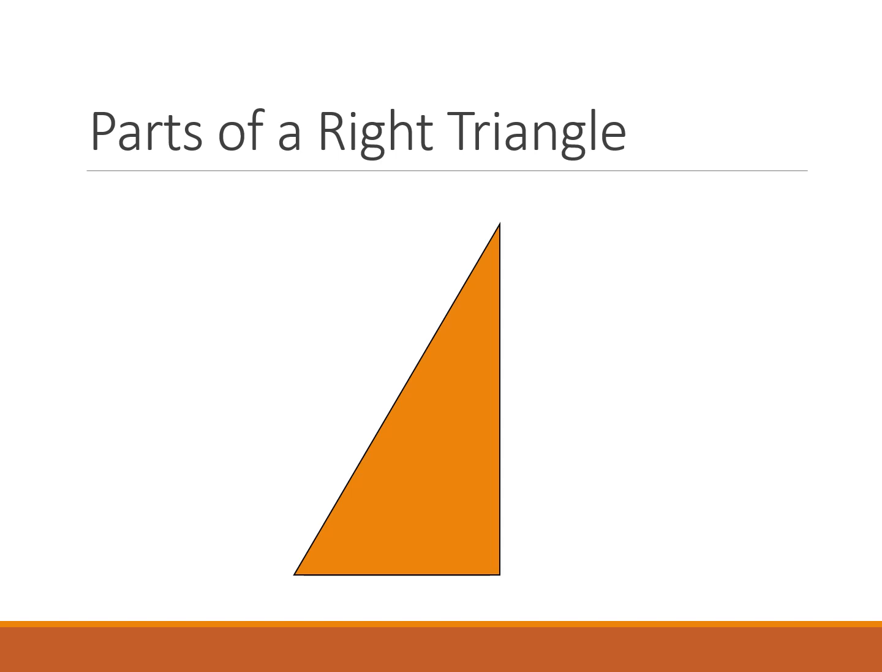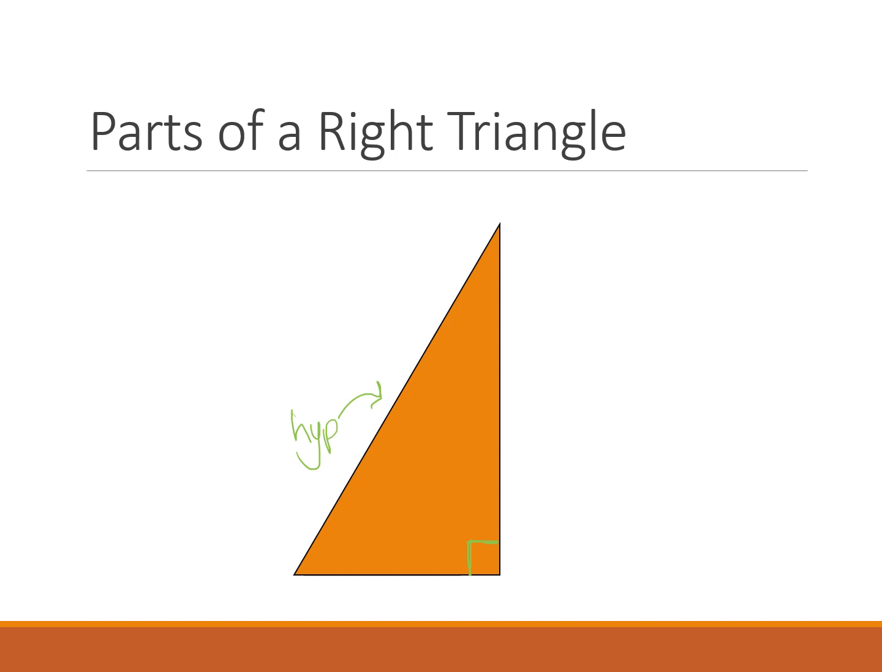All right, so just as a breakdown or a review of our parts of a right triangle, we need to remember that in order to have a right triangle, we need to have that 90-degree angle in the corner. Once I know that that 90-degree angle is there, I know that the side across from that 90-degree angle is my hypotenuse. And from there, we have 2 different other sides. So we call these legs in a right triangle.